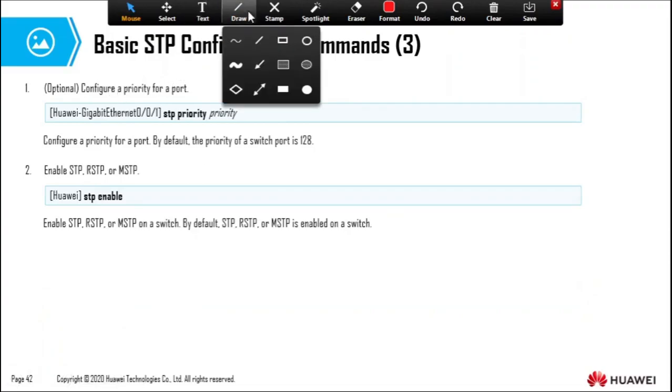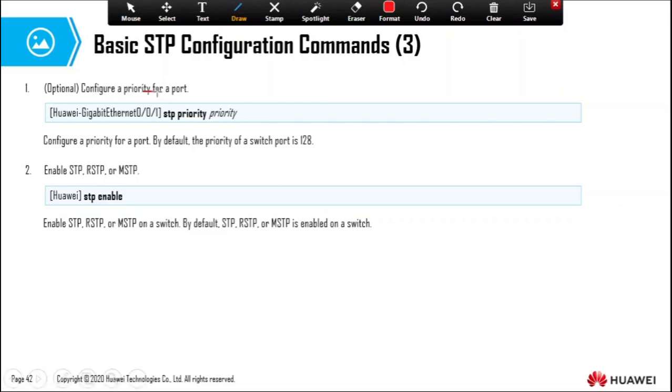Then we have the port priority. To configure the port priority, if you want a port to be elected as the root port, you go into the interface view, into that particular port, use the command STP priority, and you give it a value. Maximum 128 in multiples of what? 16, right? Yes, multiples of 16.